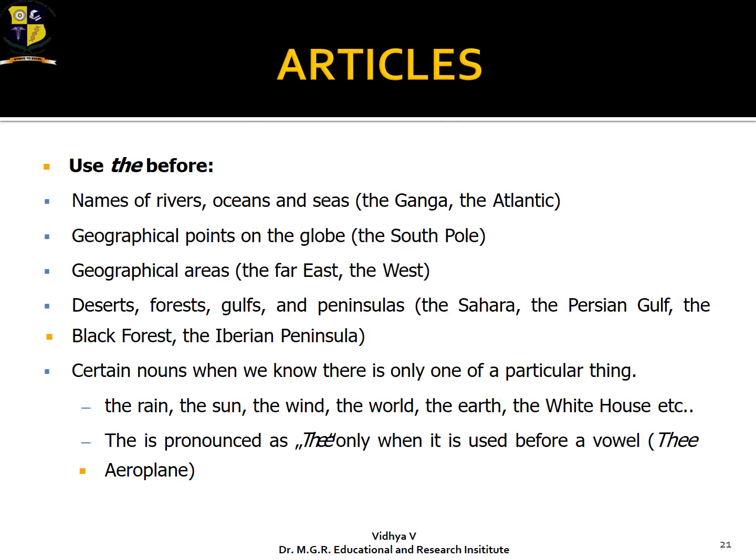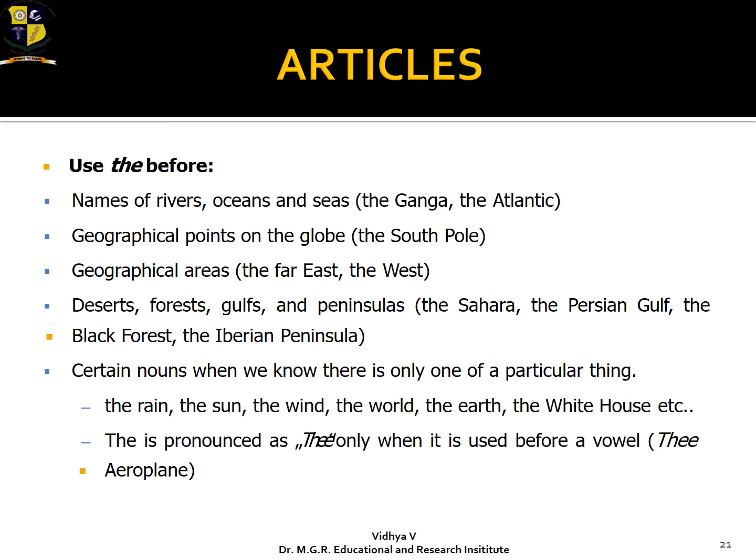So you use the before names of rivers, oceans, seas, geographical points on the globe, geographical areas, that is the west, the far east, the southwest. So you can use the before deserts, forests, gulfs, peninsulas. Certain nouns when we know there's only one of a particular thing. So there's only one rain, one sun, one wind. So you can say the rain, the sun, the wind, the world, the earth, etc.